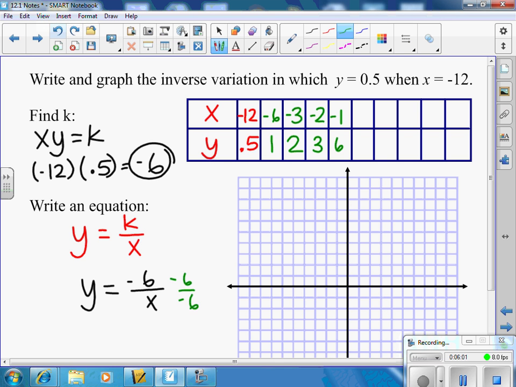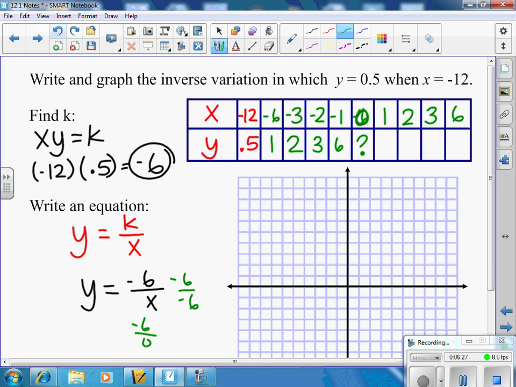How about if we plug in 0? What would happen? We'd get negative 6 divided by 0. Can that happen? Definitely cannot. So if I plug in 0, we get undefined, something that doesn't work. So now let's go in the other direction. Let's do 1, 2, 3, and 6, because we know those go into this nice and pretty.